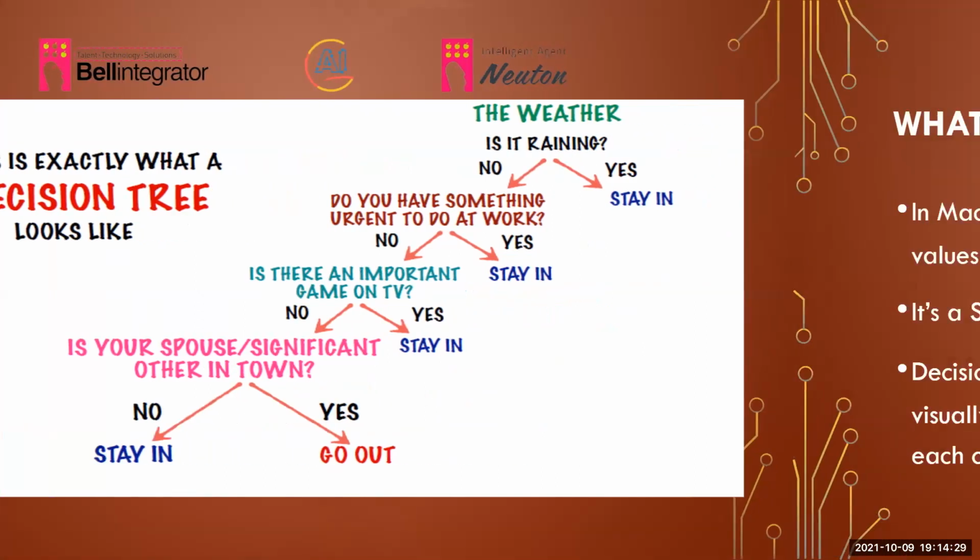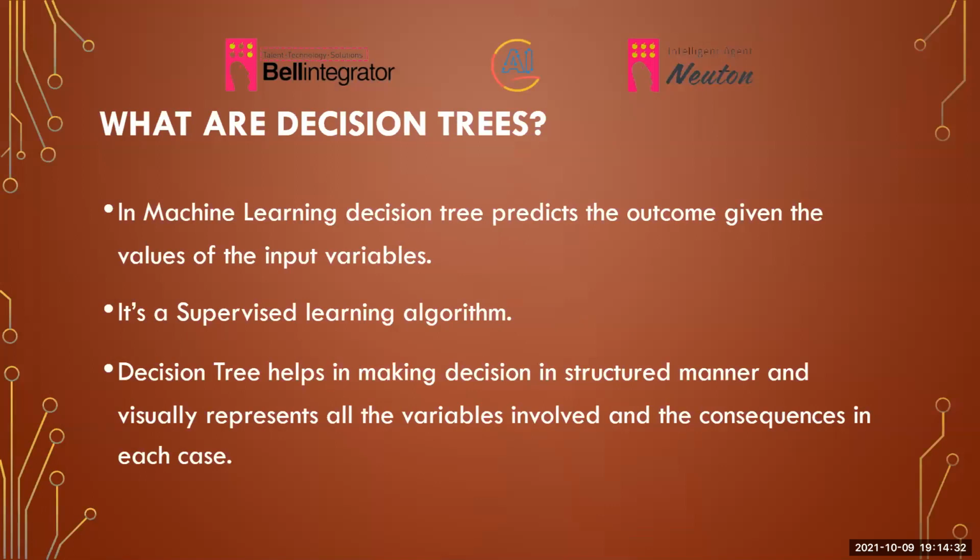So now let's talk some technical stuff, which is important. What is a decision tree, or what are decision trees? In machine learning, a decision tree predicts the outcome given the values of the input variables. And as everybody knows, it's a supervised learning algorithm. People prefer decision trees because they're structured and you can easily represent them visually, and it's understandable. If you can see something and easily visualize it, you understand it better. So these are the basic what's of decision tree.